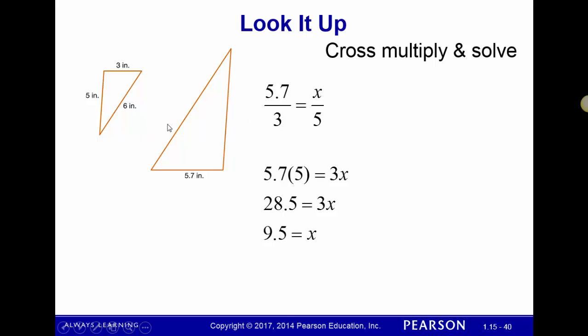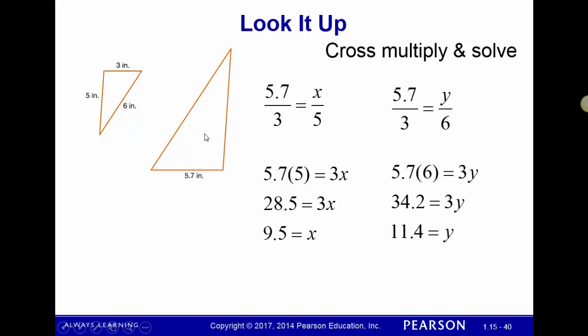And then I want to solve for the other side, the longest side. So I'm going to take the same ratio here, and then I'm going to set this up, y is to 6. Cross multiply and solve. So now I find this side is 9.5 and this side is 11.4.